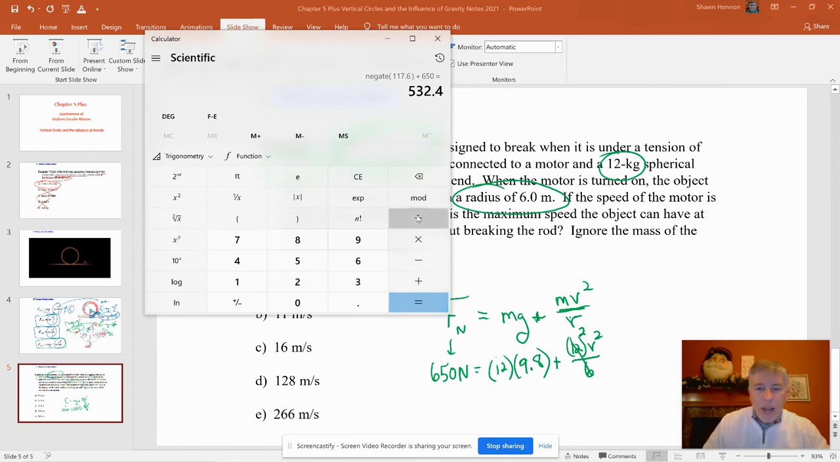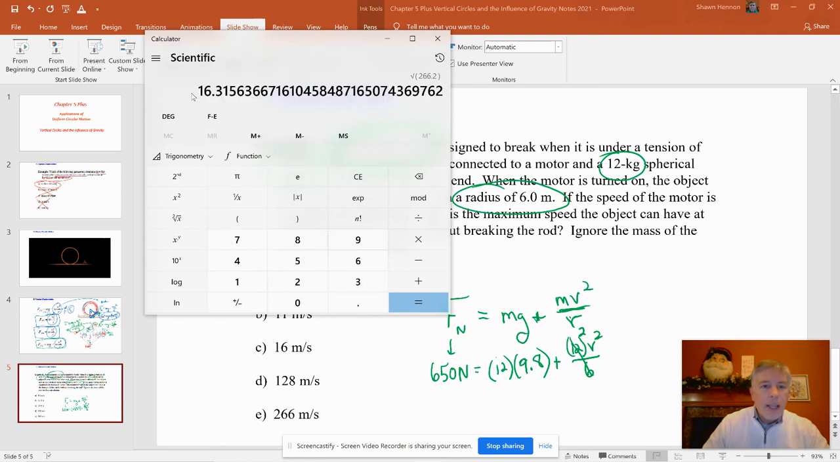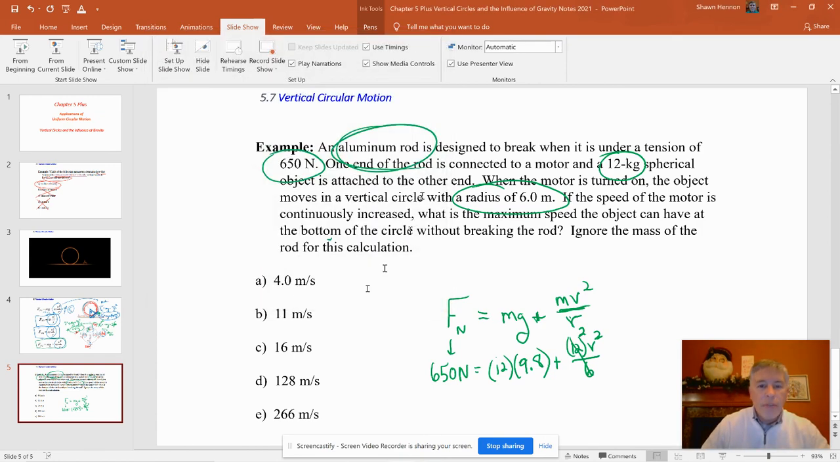And then I'm going to divide it by 2, because that's the 2 happening right here. And then I'm going to square root that. And I get a 16.3. So the maximum speed it could have at the bottom is 16 meters per second. And so when I figure that out, it looks like C is going to be my best answer.